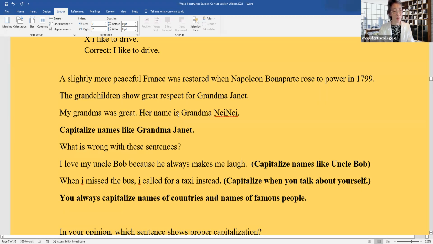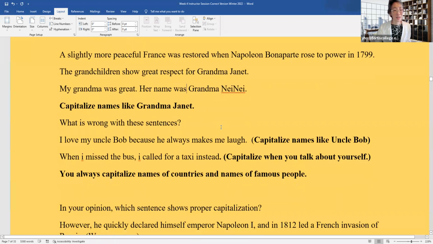So you notice that when it's just my grandma, my aunt, my uncle, you don't have to capitalize it. But if you stick a name on it, like Aunt Janet, Uncle Janet, Grandpa or Grandma Janet, or in my case, Grandma Nene, then you have to capitalize it. Then it becomes a kind of title. As soon as you turn a word into a title, like President Nixon, or King James, or Grandma Nene, then you capitalize. You've got to think of it as a title.